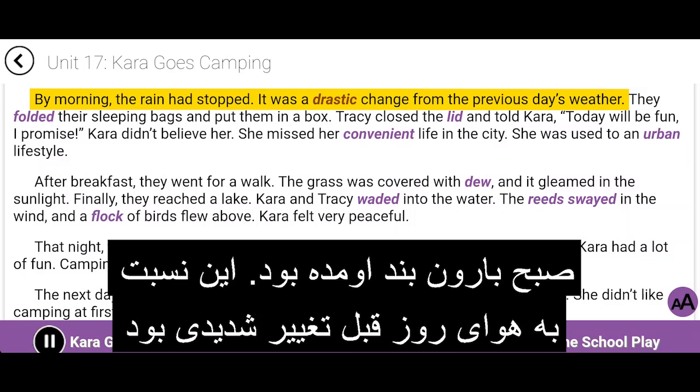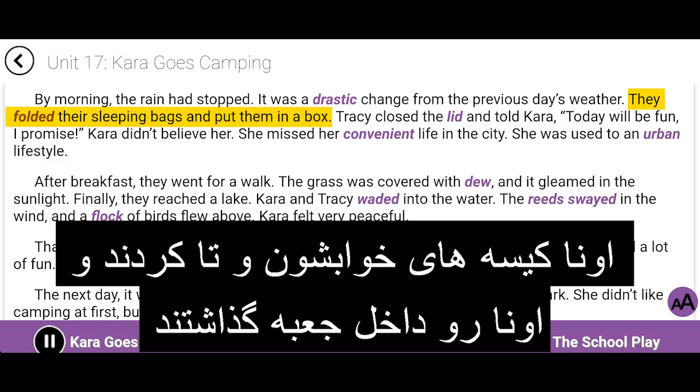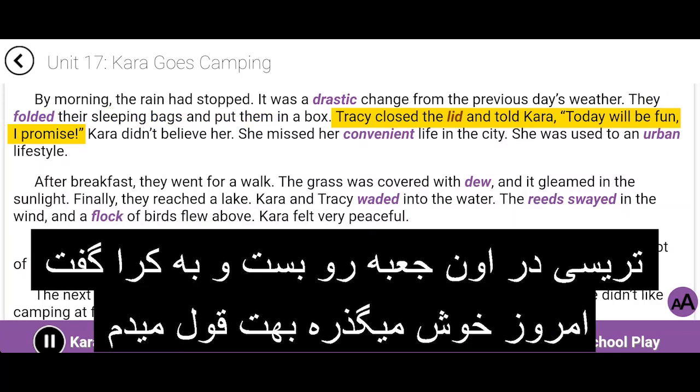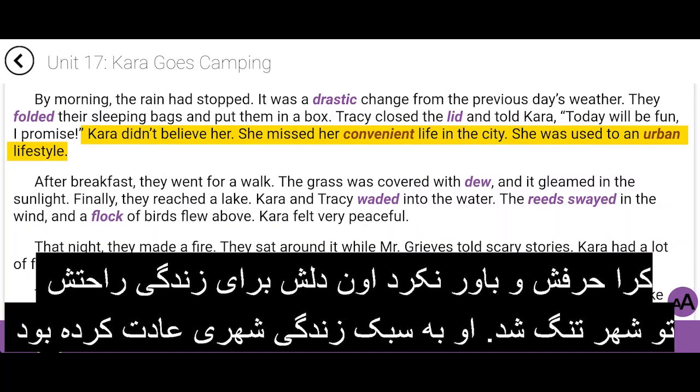By morning, the rain had stopped. It was a drastic change from the previous day's weather. They folded their sleeping bags and put them in a box. Tracy closed the lid and told Kara, "Today will be fun, I promise." Kara didn't believe her. She missed her convenient life in the city. She was used to an urban lifestyle.